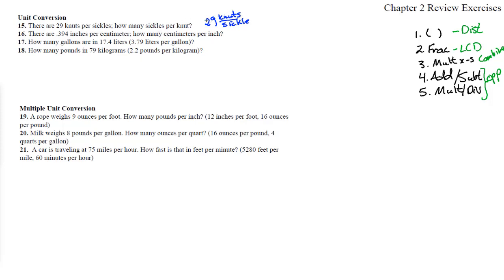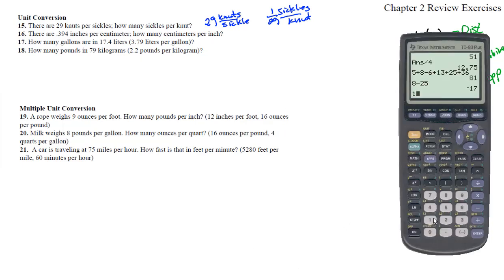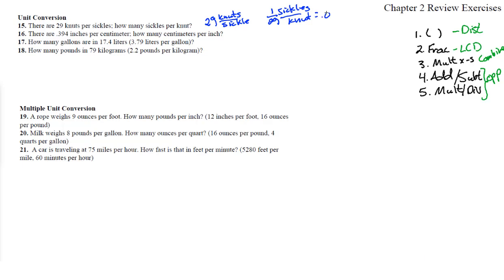So that flips it over, tells us we've got to have 1 over 29 sickles per knut. Better get a calculator for that one. 1 divided by 29, and that is 0.0345. Who knew? 0.0345 sickles per knut. Yeah, that Wizarding World. I think J.K. Rowling had fun making up these weird prime numbers of how many for each one.